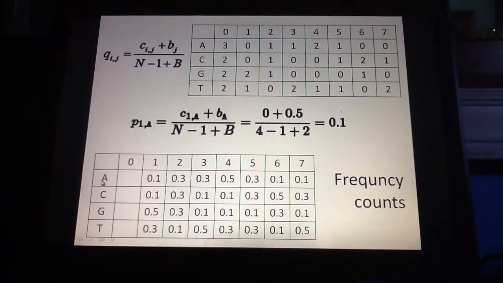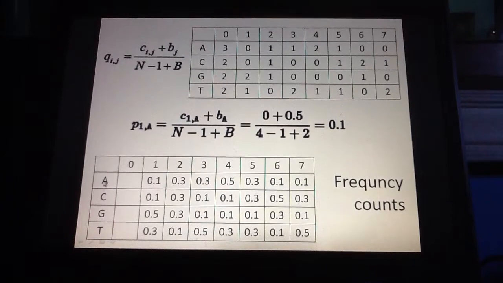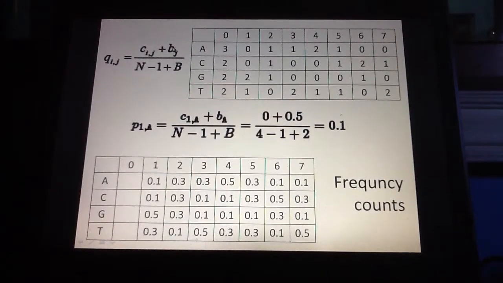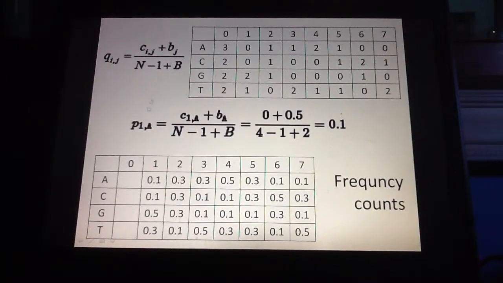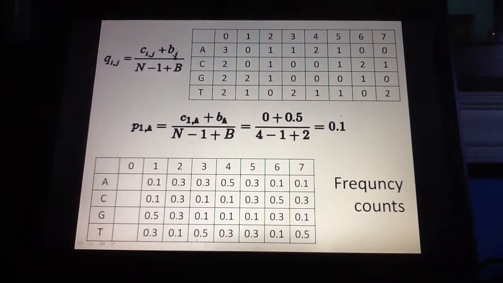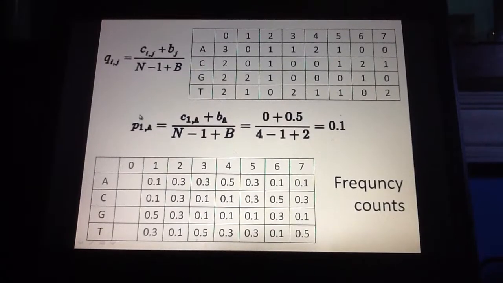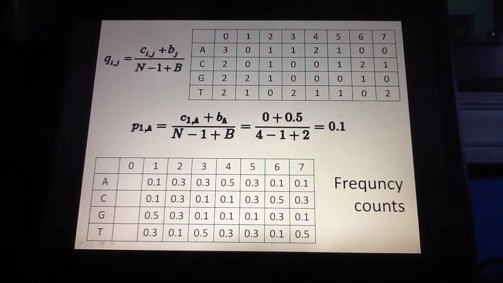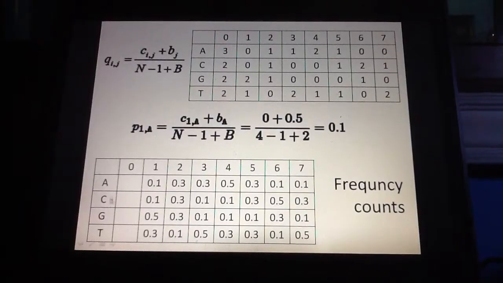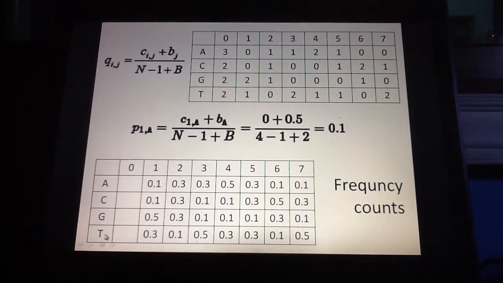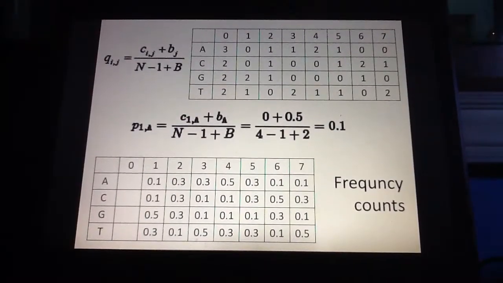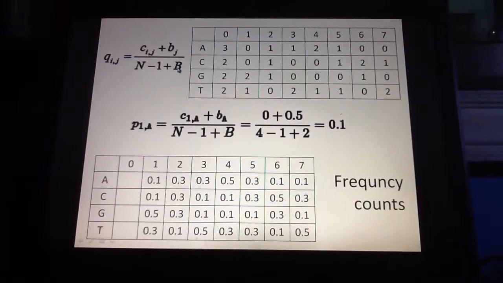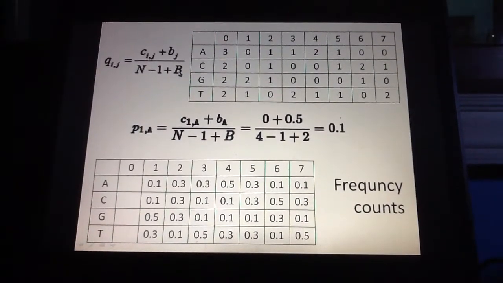So for each of these residues here, we assign a pseudo count. In this case, bj here is the pseudo count. For each of these residues, we assign a pseudo count of 0.5, but it could have been a different number, like say 1 instead of 0.5. So here the pseudo count for A is 0.5, C 0.5, G 0.5, and T 0.5. Remember, this is just an arbitrary number. It can be any other number. And then the capital B here stands for the sum of all the pseudo counts.